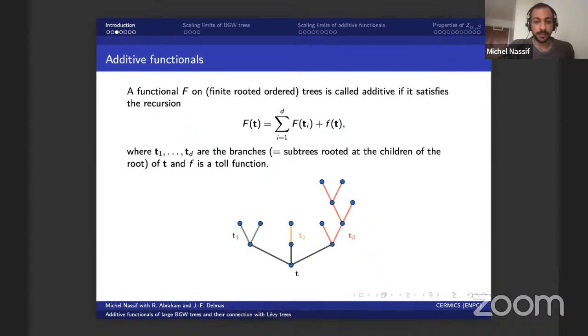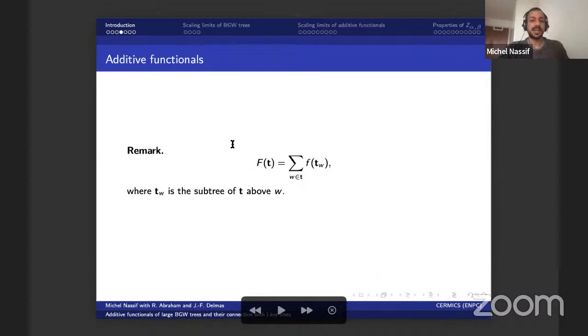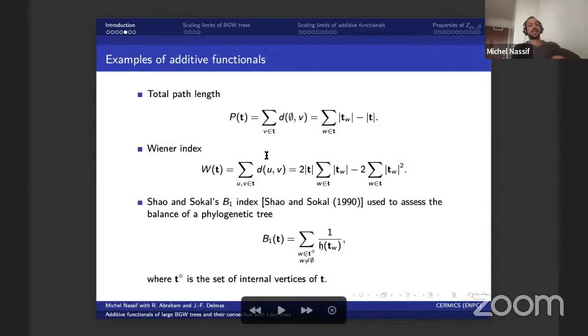Maybe immediately you can see that an additive functional can also be written as this sum. So we're summing over all vertices of the toll function taken at the subtree above w. So why look at additive functionals? It's because there are a lot of interesting indices or quantities of the trees that people study, and that can be expressed in terms of additive functionals.